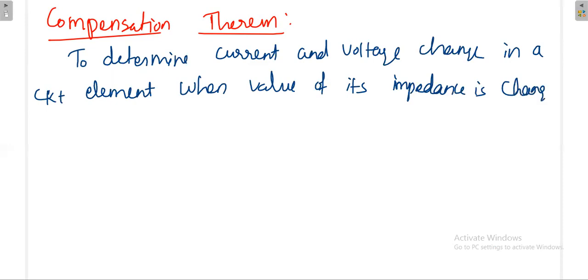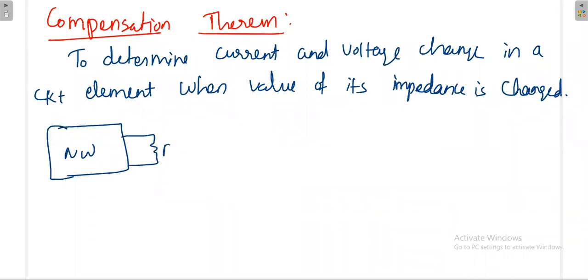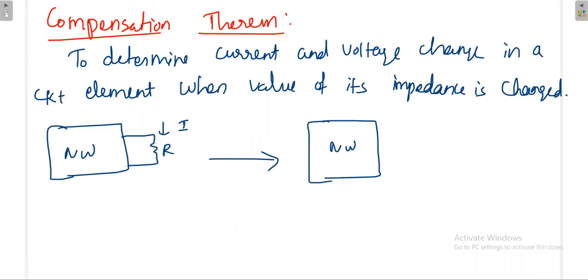That means you have some network, and please imagine that a source is also there. This network involves a source also. Finally, some resistance is there, along which current I is flowing. Now what I'm going to do is introduce some extra resistance delta R along with this resistance.